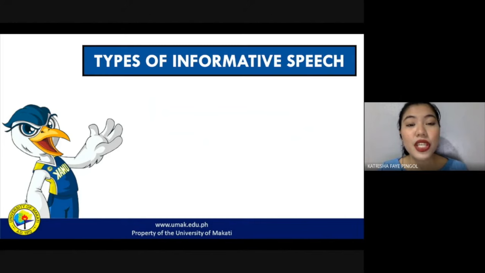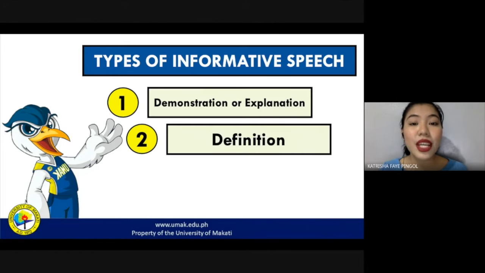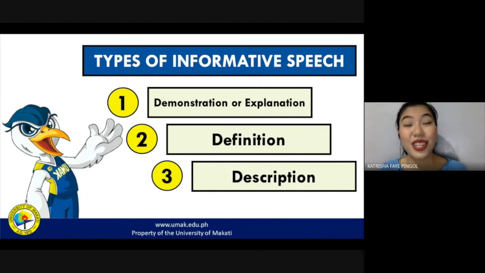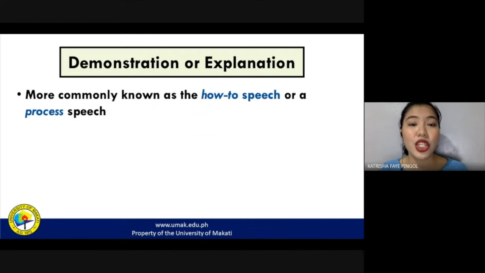Now, informative speeches also have different types. The first one is a demonstration or explanation informative speech. The second one is a definition informative speech. And the third one is a description informative speech. When we say demonstration or explanation, it is commonly known as the how-to speech or a process speech. So basically, from the name itself, it's trying to demonstrate something. It's trying to explain how one thing came to be. That is why it's called the how-to or process speech.